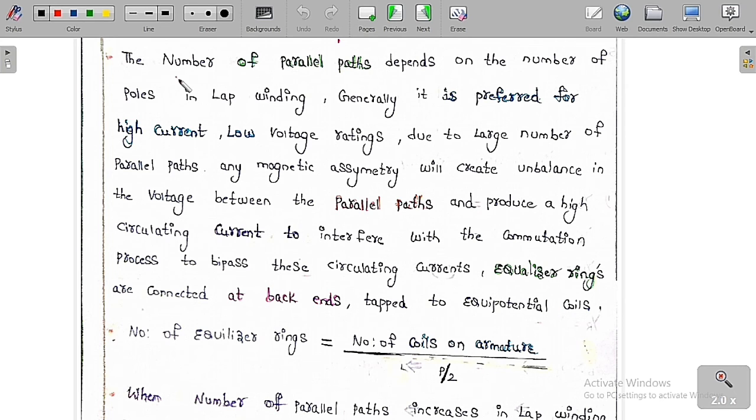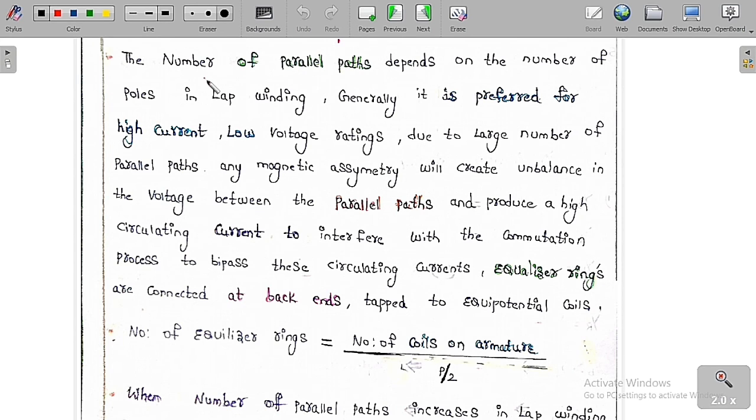Basically, the number of parallel paths depends upon the number of poles in the lap winding. Generally, it is preferred for high current and low voltage ratings. Due to the large number of parallel paths, any magnetic asymmetry will create unbalance in the voltage and produce a high circulating current. To bypass this, equalizer rings are connected at the back ends, tapped to equipotential coils. In a lap winding, the number of parallel paths is equal to the number of poles.